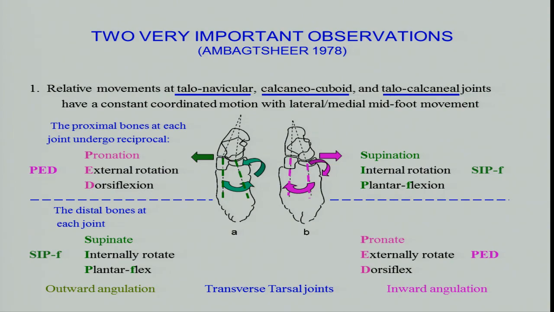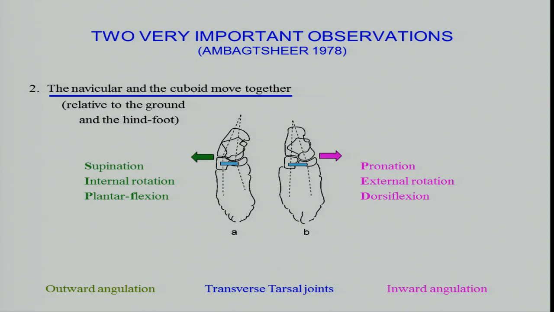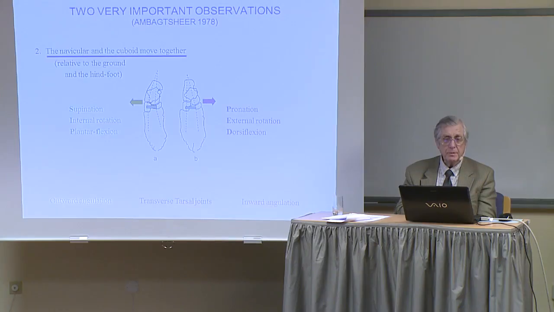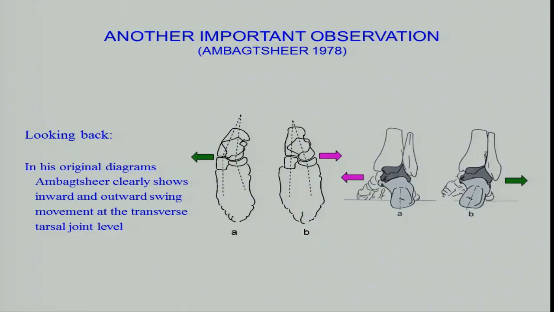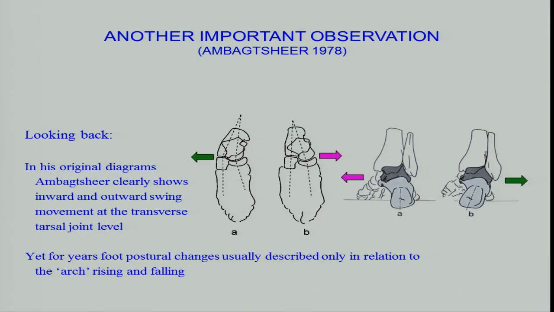Now this is all very interesting, but how do we fit it all together? The navicular and the cuboid move together, which supports our idea of a central forefoot segment. Now in his original diagrams, Amberger clearly showed this inward and outward swing movement. Yet for years, the postural foot changes have been described only in relationship to the arch rising and falling, and very little has been said about Lewis's lateral swing movement.